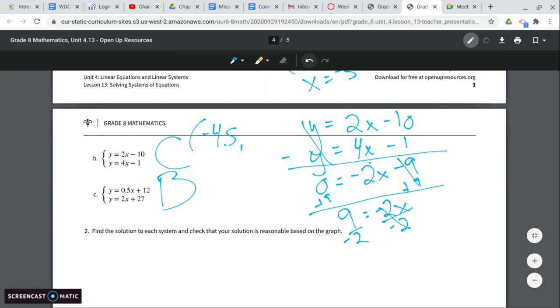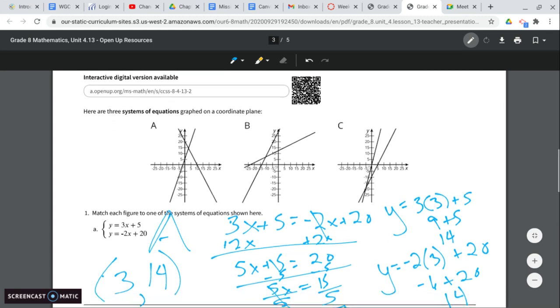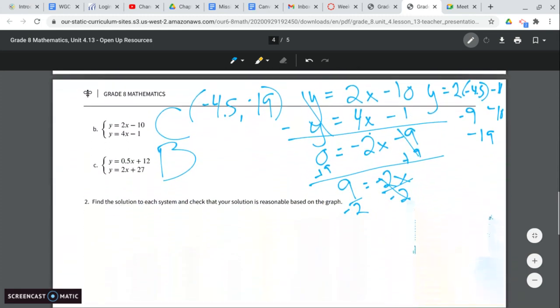So now we plug that back into one of the equations. So I'm going to do it to the first one. So y equals 2 times -4.5 minus 10. 2 times -4.5 is going to give us a -9 minus 10, which will give us a -19. So our solution here is -4.5, -19. So let's look. On C, yeah, that's almost to 5. That's almost to 20. Intersection and solution, it works.